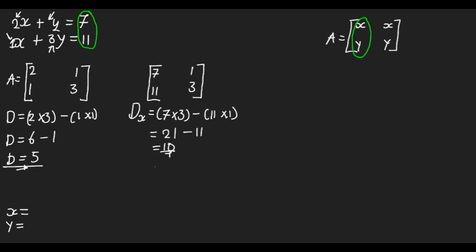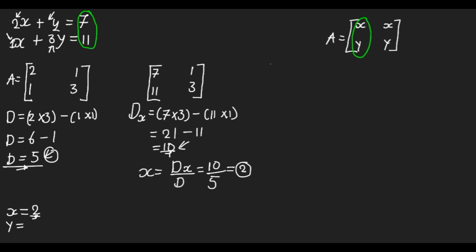Then we can now find the value of x. So x is found by the determinant with the x on top over the determinant of the original matrix, this one. So we can now proceed. The determinant of x is 10, the one we have calculated here, over the first determinant, 5. 5 into 10 is 2. So the value of x is 2.